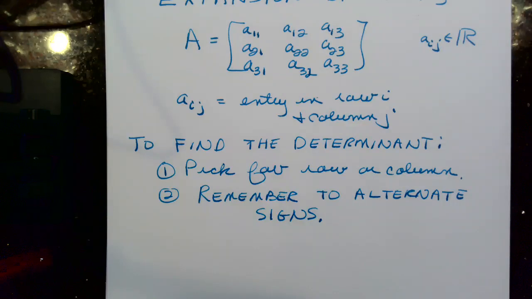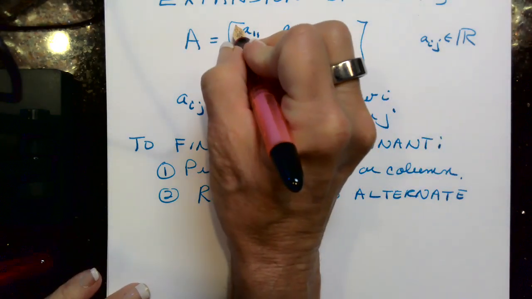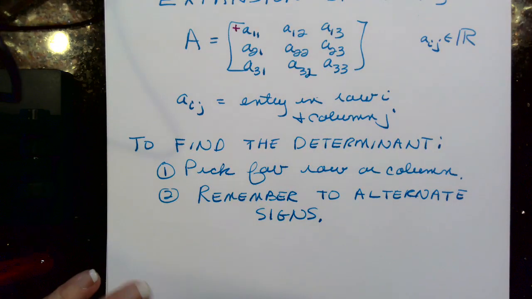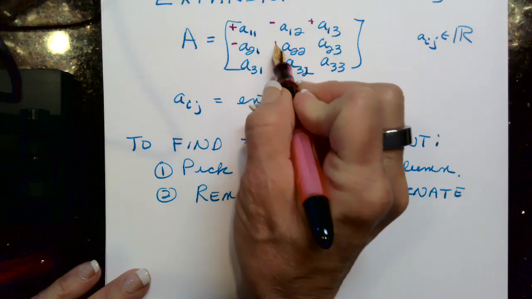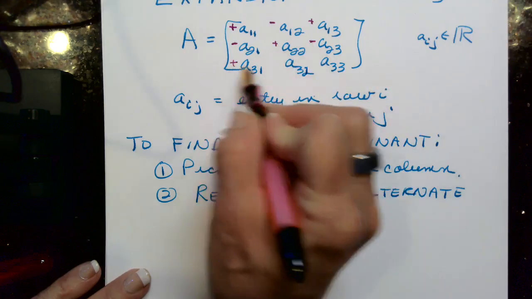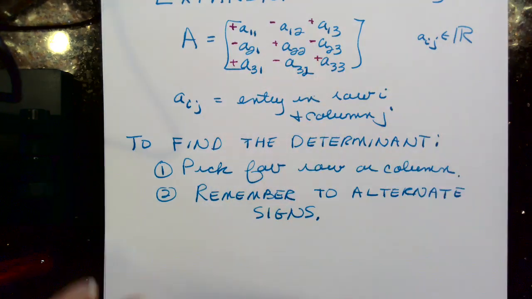So what you want to do is, let me switch colors for you here, alternate signs. You start with a plus in the first row, then they alternate: minus, plus, minus, plus, minus, plus, minus, plus. And if you had bigger ones, you'd continue like that. So you just keep that in your mind. I wrote it there. We're not changing the values of anything. It's just the thing in pink to remember.